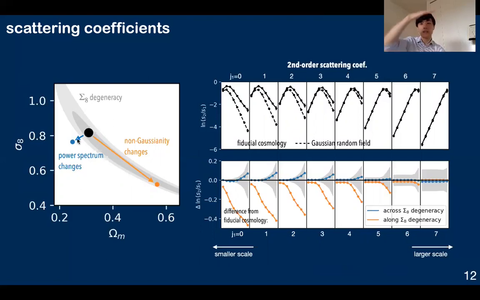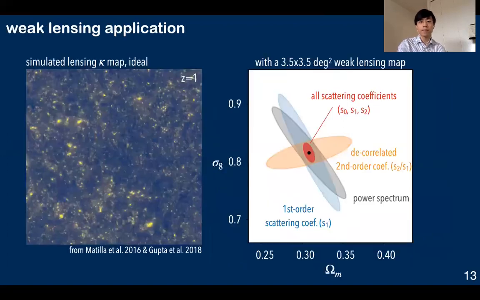It's an overall change of clustering strength. But if you move along the degeneracy, power spectrum doesn't change. But we see that the second order coefficients here are particularly sensitive to the change along the degeneracy. And this sensitivity can be translated into the constraint of cosmological parameters.